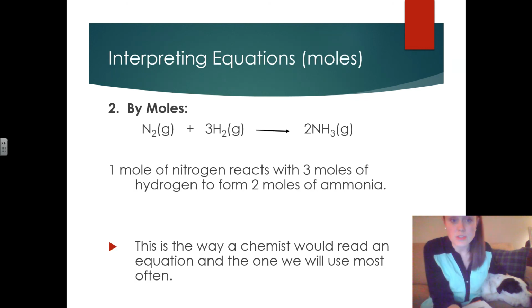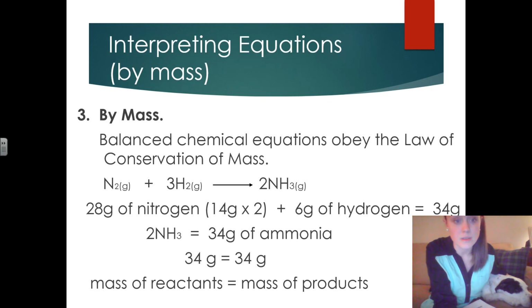Another way of interpreting equations is by moles. Okay, so rather than particles, we could read that equation using moles and read it like this. 1 mole of nitrogen reacts with 3 moles of hydrogen to form 2 moles of ammonia. So in this interpretation, the coefficient tells you the number of moles reacting instead of the number of particles. Okay? This is the way that a chemist would read the equation. Okay, the coefficients stand for how many moles of that particular element or molecule or compound are reacting or are formed. Okay.